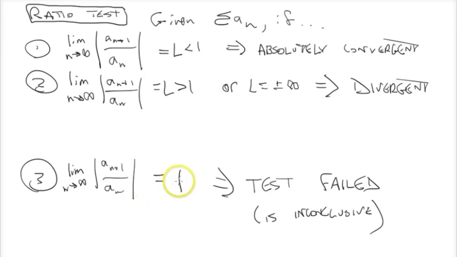And if the limit's equal to 1, then the test fails and it's inconclusive and we can't learn anything new about that function, convergence or divergence wise, and you'll need to use another test.